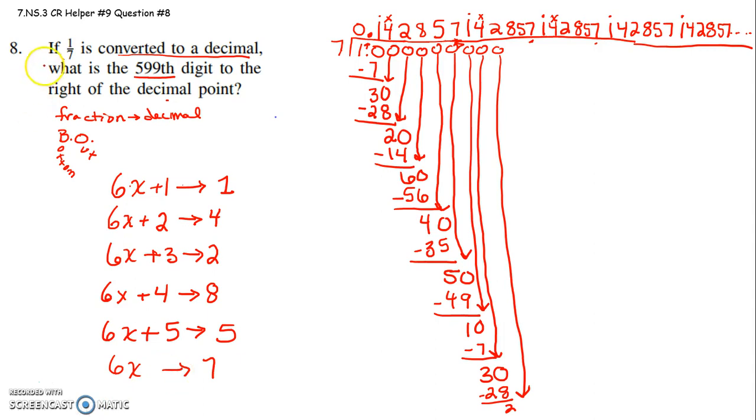All right, so what we have to see is the 599th digit. Okay, so it's going to be some sort of a multiple of 6 or a multiple of 6 plus 1, plus 2, plus 3, plus 4, plus 5. So we literally have to divide 599 by 6 because it's going to be a multiple of 6 plus a little bit more. So let's see, 6 goes into 599.